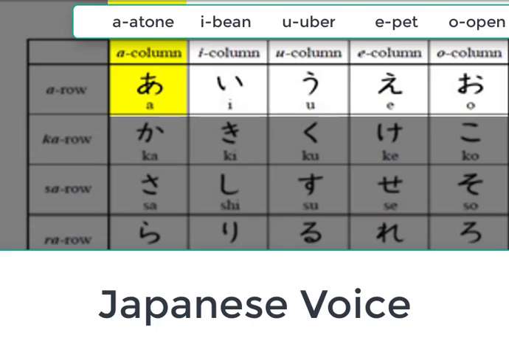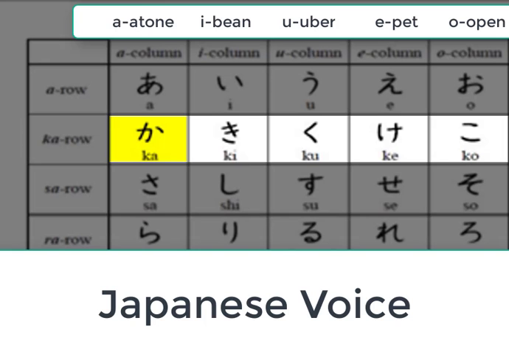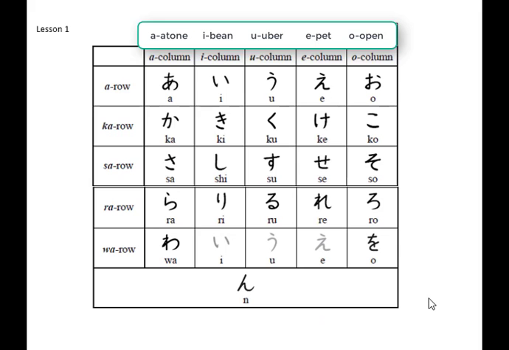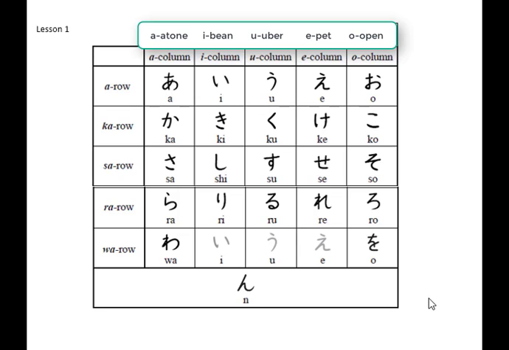あ、い、う、え、お。The K row, which is ka, ki, ku, ke, ko. か、き、く、け、こ。The S row: sa, shi, su, se, so. さ、し、す、せ、そ。The R row: ra, ri, ru, re, ro.